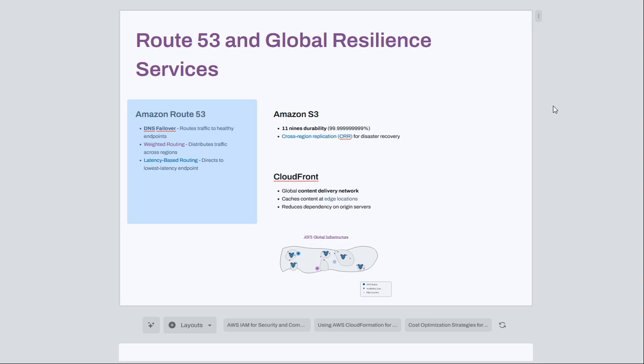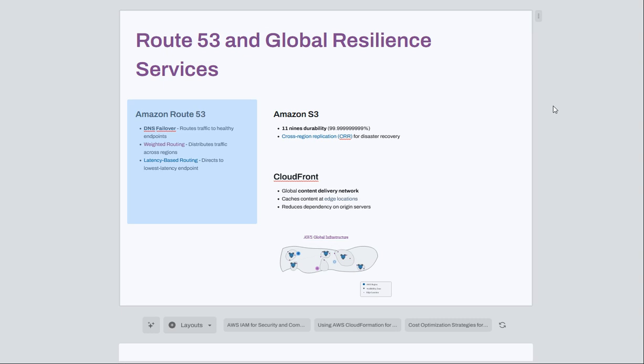We saw we can do it with EC2 as well, I think we had a look in a previous video, right? And you can use weighted routing to distribute traffic across regions, and latency-based routing directs traffic to low latency endpoints, right? And we're talking about Amazon S3. So Amazon S3 has 11 nines durability, right? 99.999999999%, right? And use cross-region replication for disaster recovery, right?